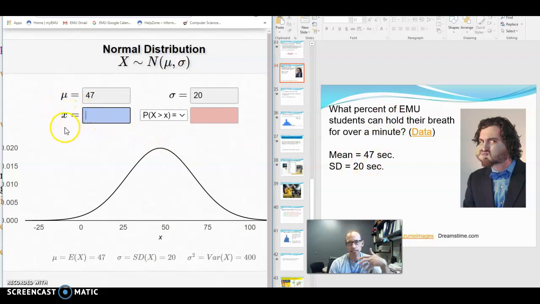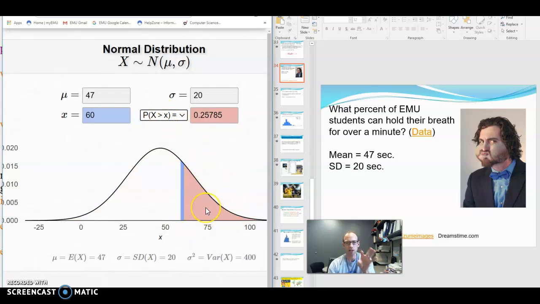So here this x, sometimes it's the raw score if we want to compare a single person to the entire distribution. And sometimes we can see it as a cutoff. In this case, we're going to see it as a cutoff of 60 seconds. So I'll press that. And notice I already had it selected x greater than. If I would have done this, this would have been the portion that held their breath for less than 1 minute, or the estimated proportion. I'm using the greater than sign, so I get this colored portion.